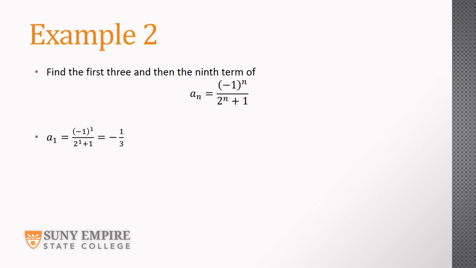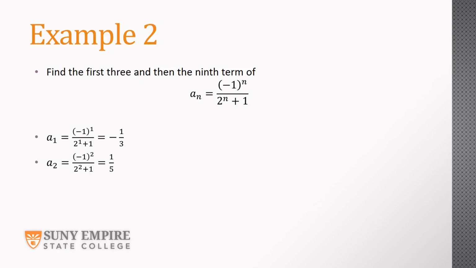To find a sub 1, we plug in 1 any place we saw n in the original definition. We have -1 raised to the first power divided by the quantity 2 to the first plus 1. -1 to the first is -1. 2 to the first is 2. Combining in the denominator, we find that a sub 1 is -1/3.